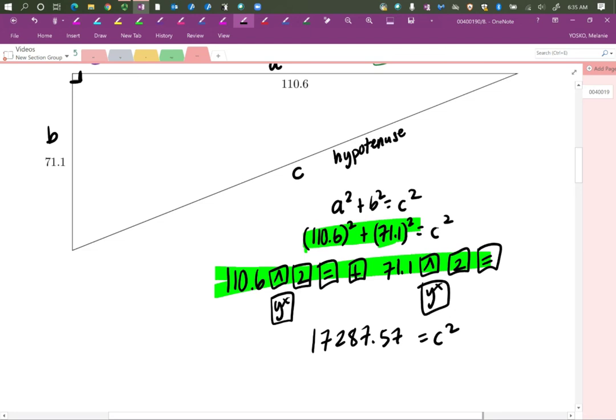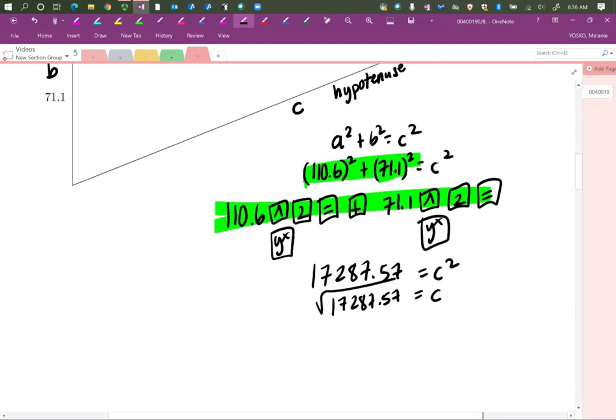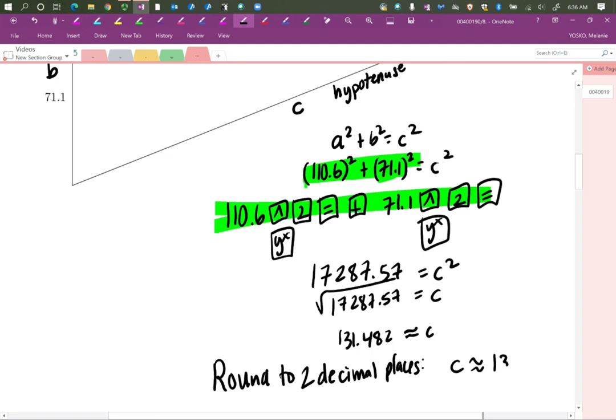Now take the square root of that. And I am going to round this one to 2 decimal places. So I'm going to take the square root. This is equal to c. When I do that, I get 131.482, and this is an approximation. So if you're going to round to, let's say, 2 decimal places, you would say c is approximately 131.48.